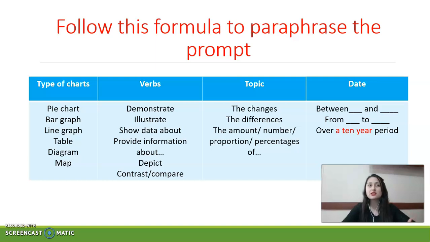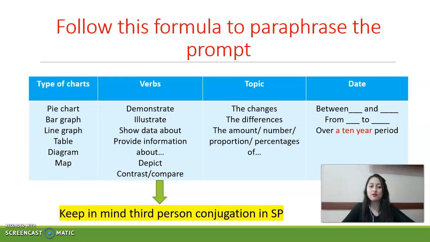You can mention the topic, and then if it's possible and if it is given in the prompt, you can mention the date, between and from to over a year period. Here I want you to consider what I just mentioned before, the third person conjugation. If you have two pie charts, for instance, well, demonstrate. If you have one pie chart, then demonstrates. So keep in mind that for simple present when you're writing your paraphrasing.